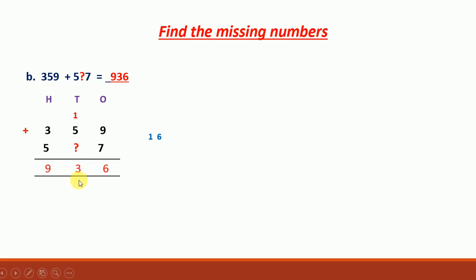Let us check. Okay, so 1 plus 5. 1 plus 5 is 6. Along with the 6, when you add one more number, will you get the answer as 3? No, because when we add any two numbers, our answer will be the bigger number. We will not get the smaller number, isn't it?